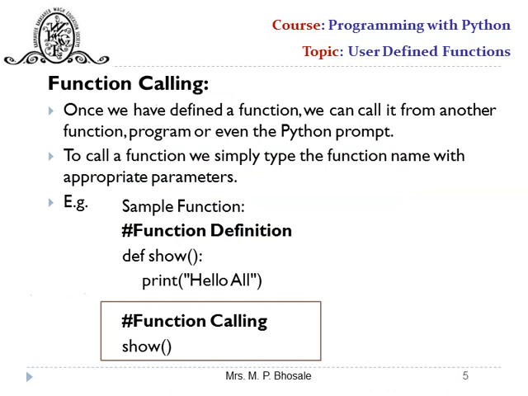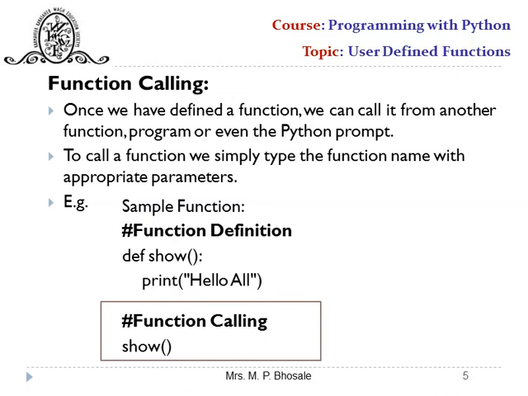So as we have seen how to define a function, the next part is how to call a function. Once we have defined a function, we can call it from anywhere. Another function, a program, or the Python prompt can also call a function. And to call a function, we simply use the name of the function as shown on this slide.